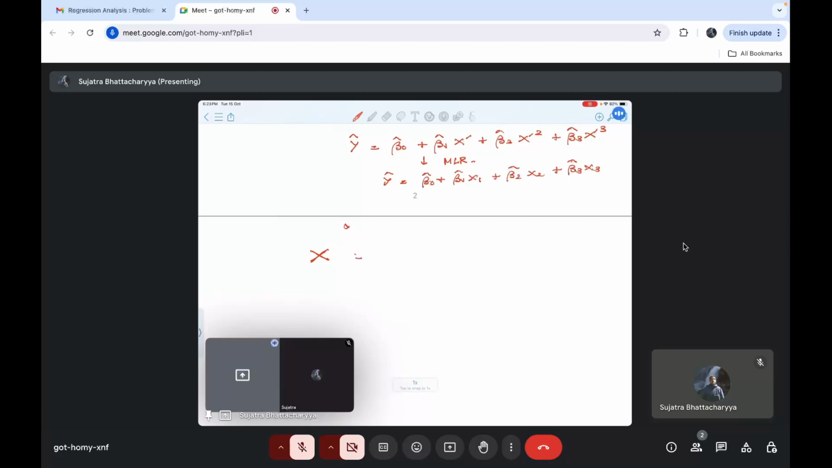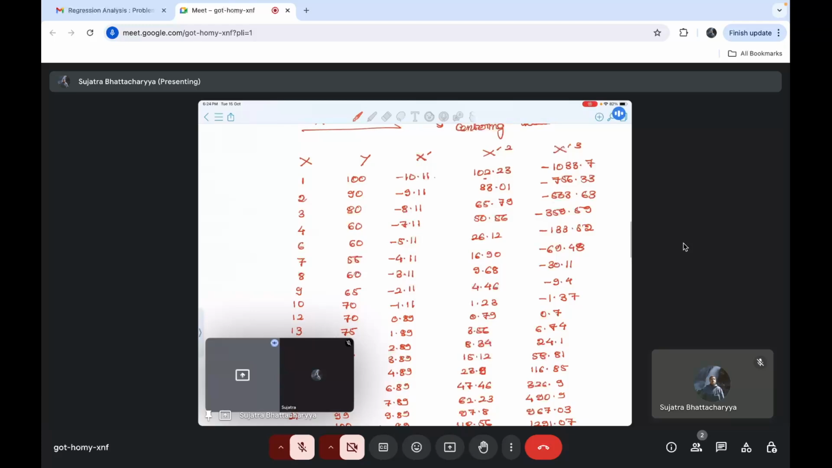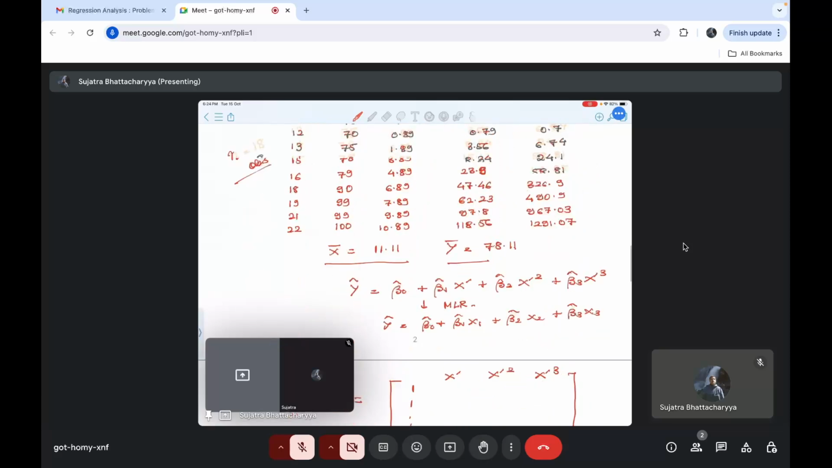So X matrix, there are 18 observations. So first column will always be 1, corresponding to the beta naught parameter. Next is the x prime, all the values you have to write. Next x prime square, and next x prime cube. This will complete the X matrix, which will have 18 observations as the rows and 4 columns. This is how your X matrix will be. Okay, I'm not writing the X matrix. You can see the above. This is nothing but the X matrix, with one extra column of 1, and then x prime square and x prime cube. Okay, so it's a lengthy matrix.